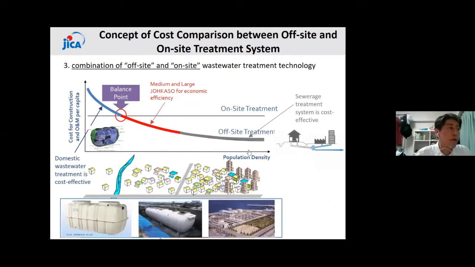And then this slide shows the concept of cost comparison between on-site and off-site treatment systems. Actually, our approach on this sanitation sector is based on this cost comparison. This diagram shows the comparison of the cost of construction and operation and maintenance against population density. As you can see, when the population is sparse, the on-site sanitation system is more feasible. But when the population becomes dense, the off-site treatment system, which is mainly the sewage treatment system, is more cost-effective. But so far, we at JICA have been mainly supporting these off-site centralized treatment systems, sewage treatment systems.